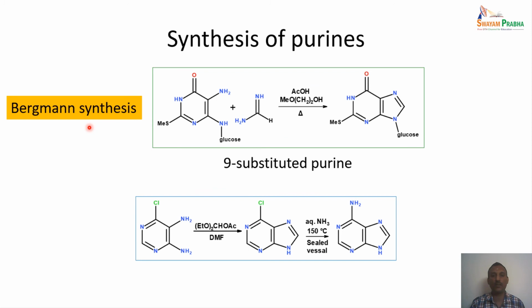The next one is the Bergmann synthesis. In this particular case, amidine is treated with the corresponding starting material as shown here. This is nothing but the pyrimidine derivative. On treatment in the presence of acetic acid, if we start with the N-glucose derivative, then we also end up with the N-glucose derivative. So this is one method by which purine can be prepared, where a 9 substitution is possible. Another method is shown here. Again the substituted pyrimidine is converted to the purine derivative. This reaction happens at high temperature and pressure in a sealed vessel.